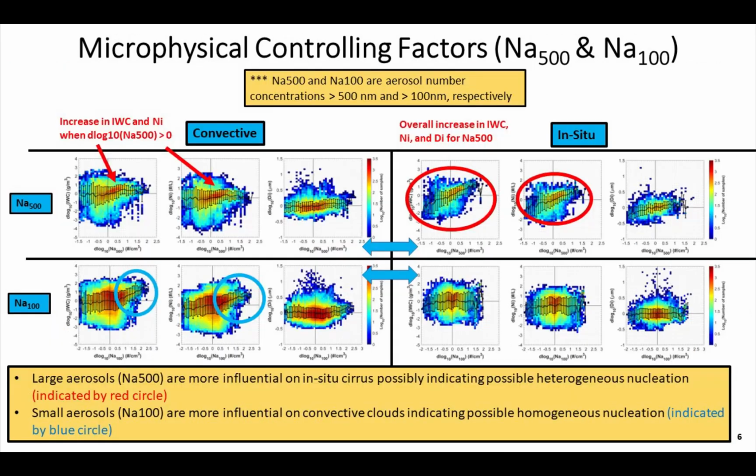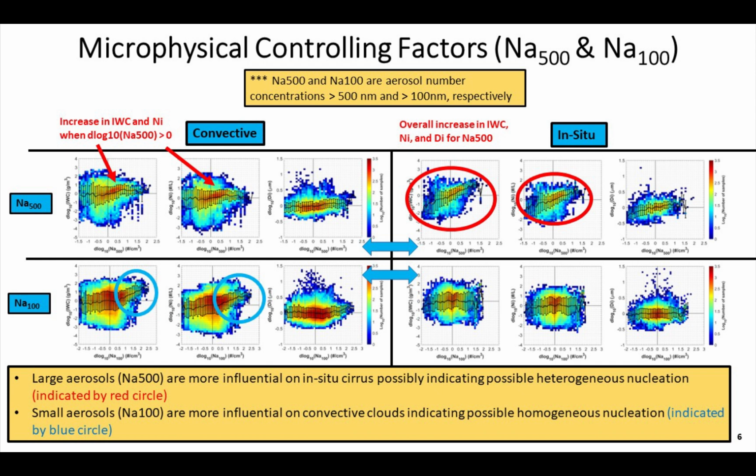Now going on to looking at the controlling factors of the aerosols, large aerosol Na500 and small aerosol Na100. So for the convective cases, we see in the first row similar structures to the last slide. We actually see, indicated by the red circles, an overall increase in the IWC, NI, and DI for Na500 for the in situ cases. However, for the convective cases, we only see a slight increase right here where D log 10 Na500 is greater than 0. So this indicates that large aerosols are more influential on in situ cirrus clouds, which possibly indicates heterogeneous nucleation.